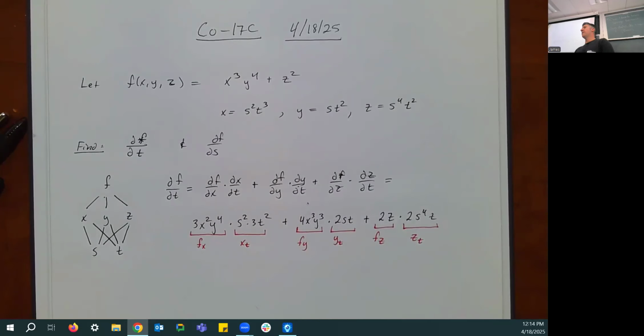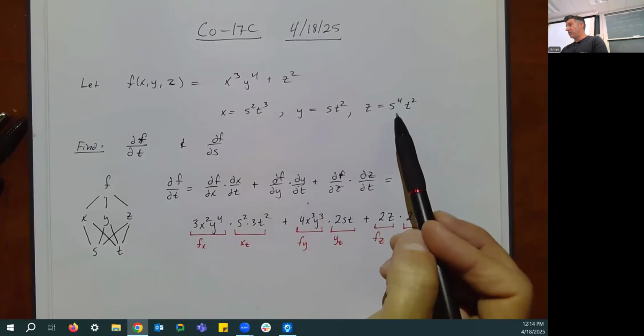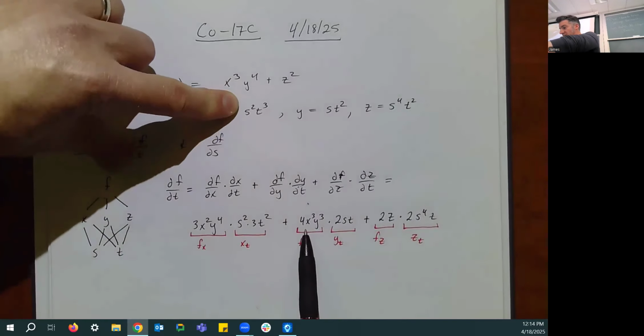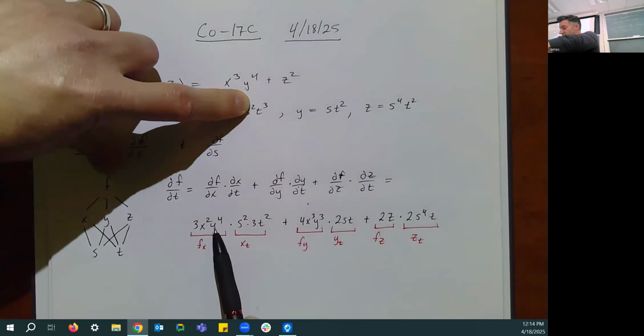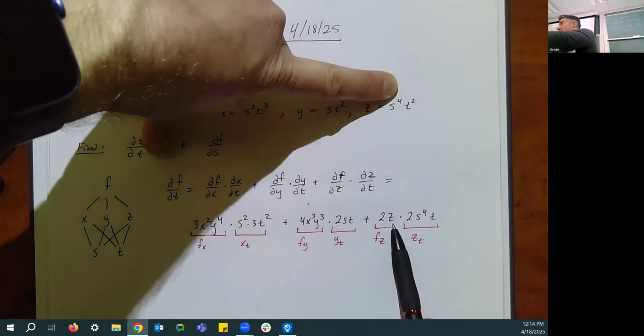And so I'm taking this question from one of these homework problems from Varn. I will point out that in this question, they ask you to compute something like del F del S, and they ask you to write your answer in terms of just the lowest level variables, T and S. So to finish the problem, which I'm not going to do, you would need to plug in S squared T cubed for every X, S times T squared for every Y, and S to the fourth times T squared for every Z. So that X has to become S squared T cubed, that Y and that Y both have to become ST squared, and the only Z has to become S to the fourth T squared.